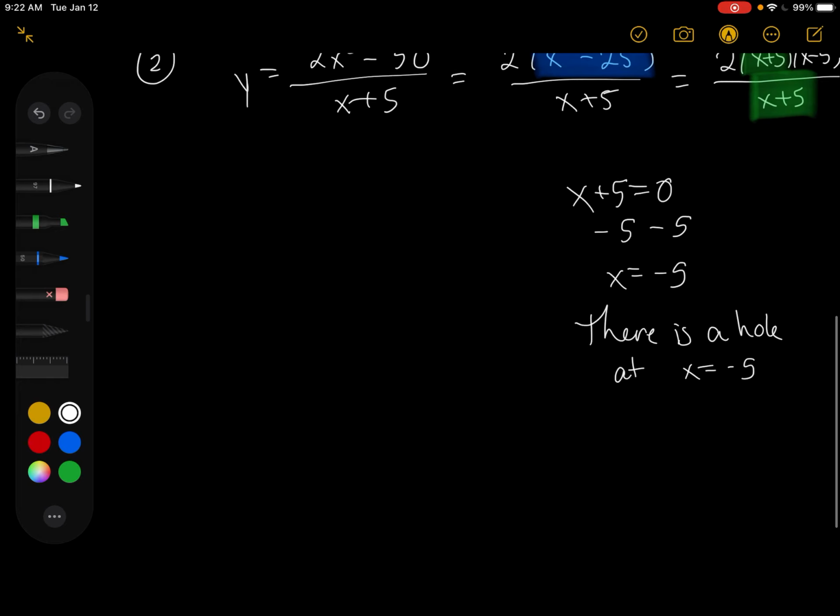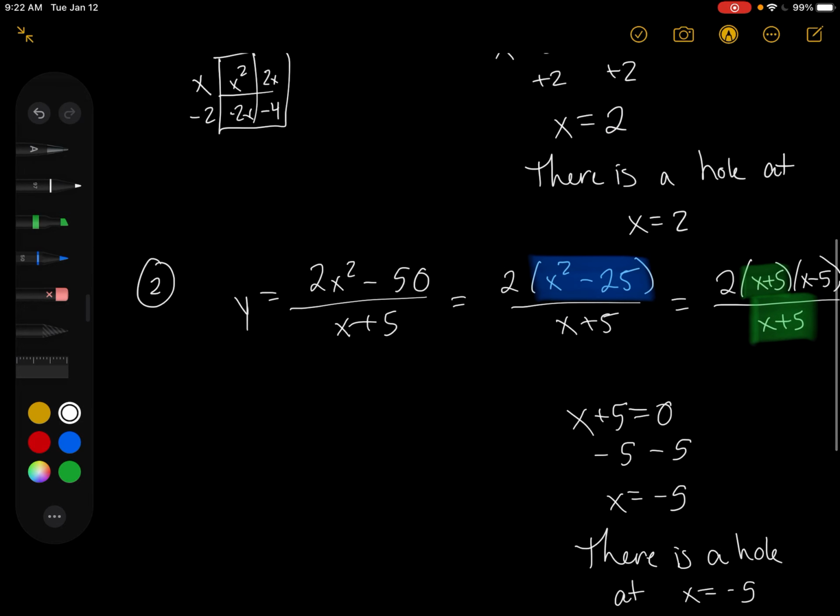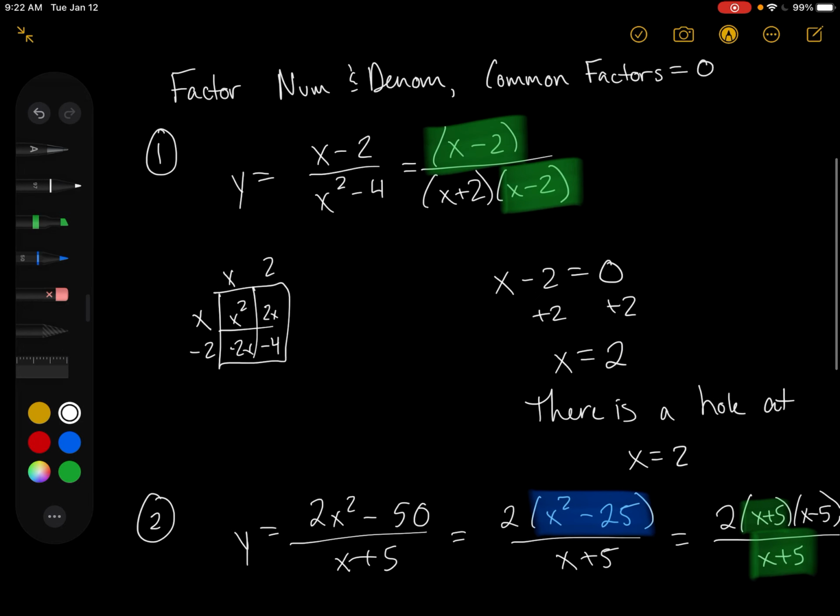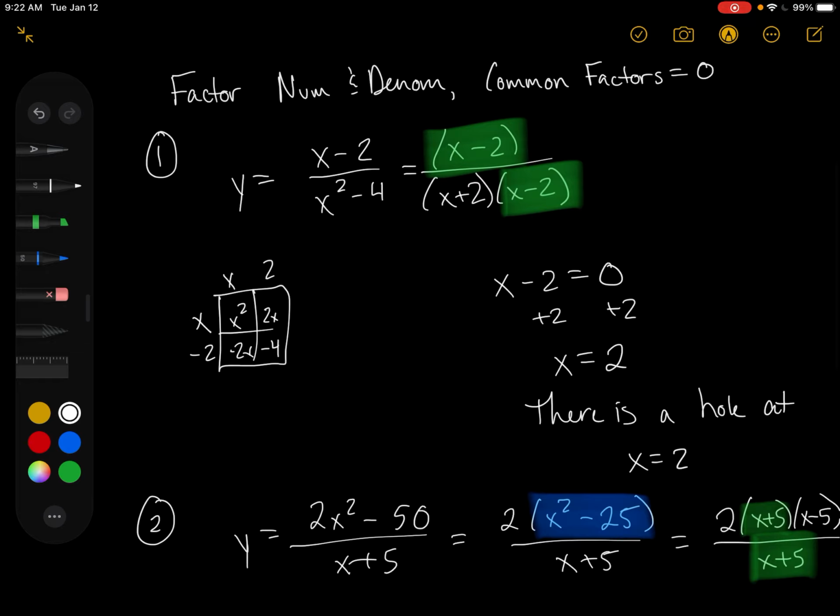So again, this function would be going along, and as soon as you hit x equals minus 5, there's that gap, and that's what we're solving for with finding the hole of a function. Hopefully these two examples help. Keep watching. We have 1 or 2 more videos to go.